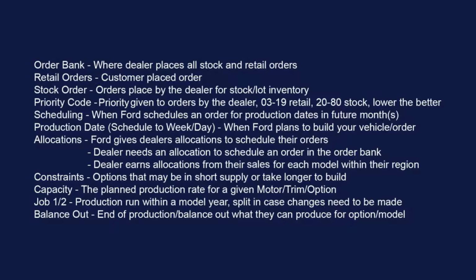Production date is when Ford plans to build your vehicle. First it'll get scheduled to the week, and as it gets closer, it'll get scheduled to the actual day. Now, allocations, that's a big one. Allocations is where Ford gives dealers allocations to schedule their orders. A dealer needs an allocation to get an order scheduled in the order bank. A dealer earns those allocations based on their sales of each model within their region. So if a dealer doesn't have an allocation, they can't get an order scheduled. Just having an order in there is not good enough.